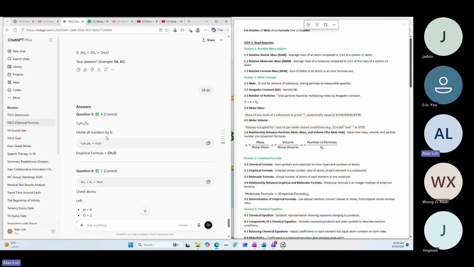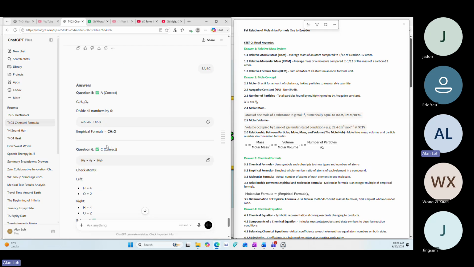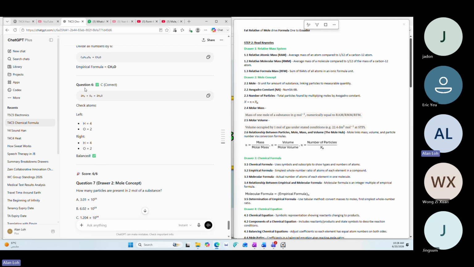All right. Okay, empirical formula is just divide the numbers by 6, to get this. Then for question 6, this is the answer: 2H2 plus O2 equivalent to 2H2O. All right, so that is balanced now.